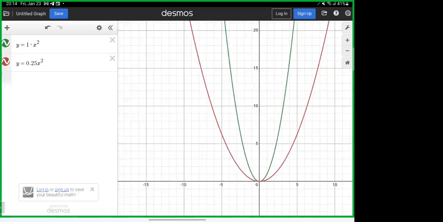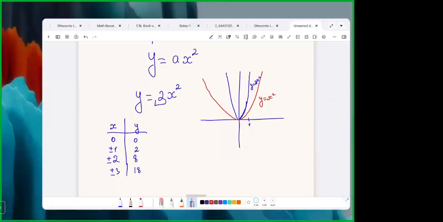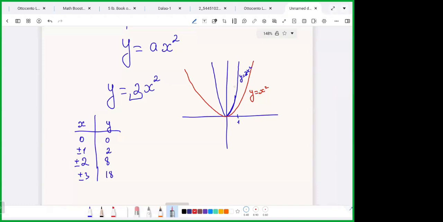It is a parabola, guys. This graph is called a parabola. It is much more open now. Then, so the conclusion: this is when a is greater than 1.